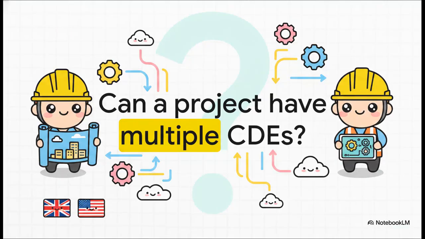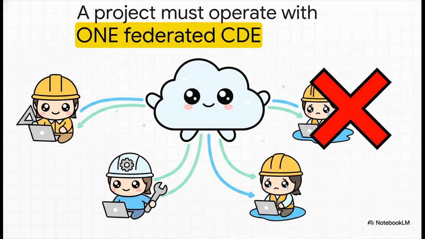Okay, so this brings up a really practical question, one that trips up a lot of teams. You know, if the architect has a system and the engineer has a different one, can't we just use both? The UK standard is, well, crystal clear on this. Nope. The entire point is to have one single source of truth. Now, you can have different systems that connect to create a single environment, but you absolutely cannot have separate disconnected pools of data. That would just defeat the whole purpose.